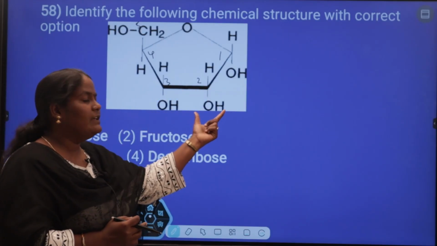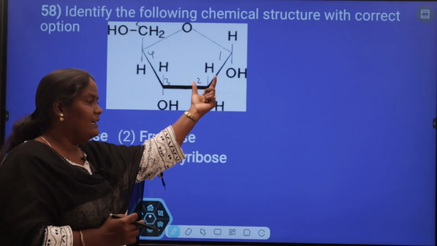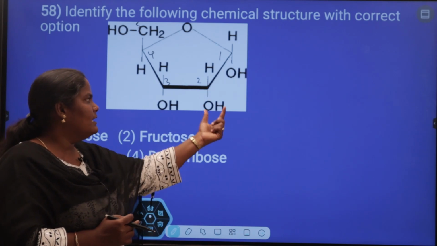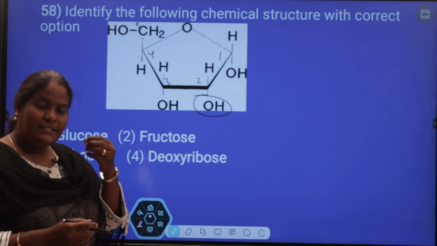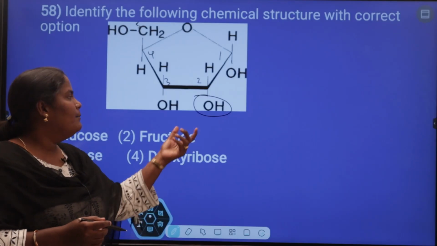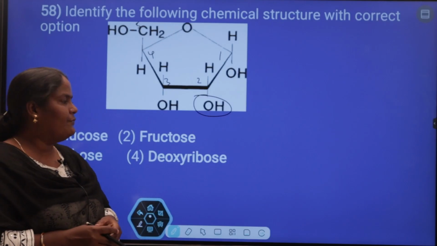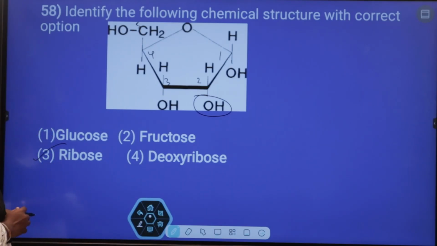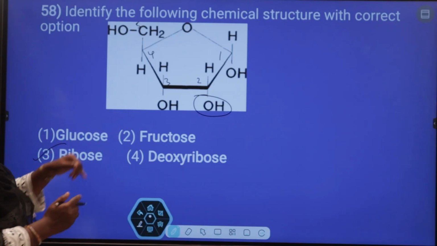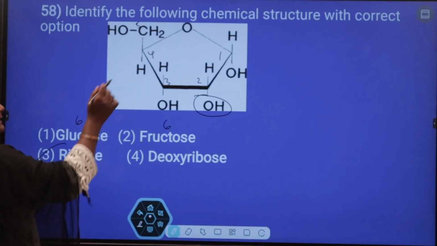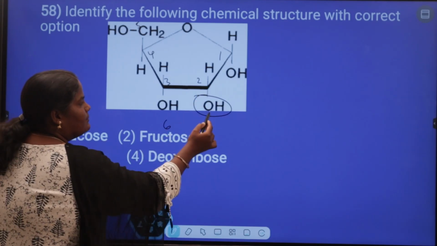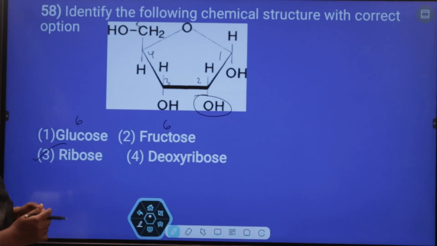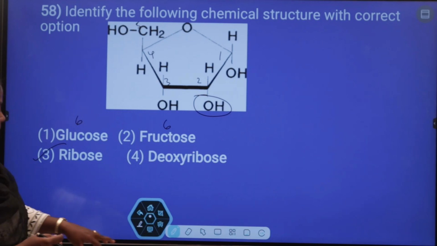You have to identify whether at the second position, outside the ring structure, it has an OH or H. If it is H, it belongs to deoxyribose sugar, but if it is OH, that's the presence of ribose. It belongs to the sugar called ribose. It never belongs to glucose or fructose, because glucose and fructose are 6 carbon compounds. This is a 5 carbon compound. Comparing 3 and 4, in the second carbon position OH is present. So it belongs to the sugar called ribose, a pentose sugar.